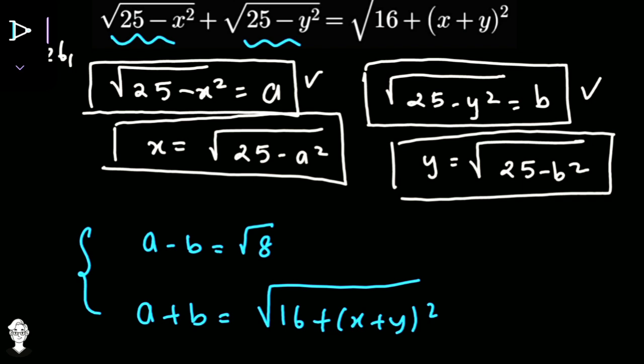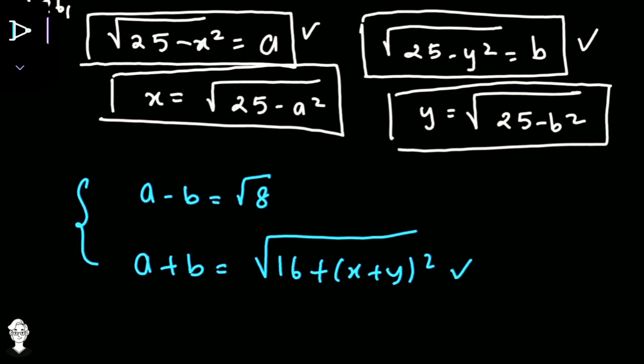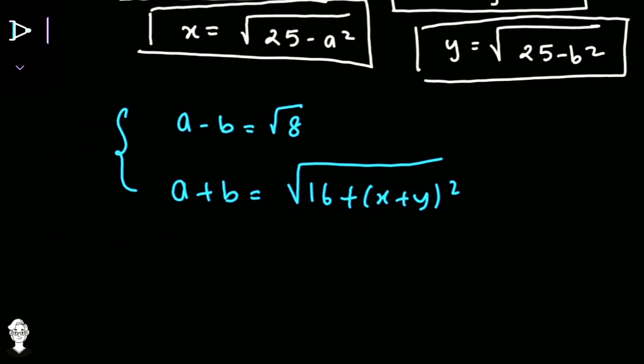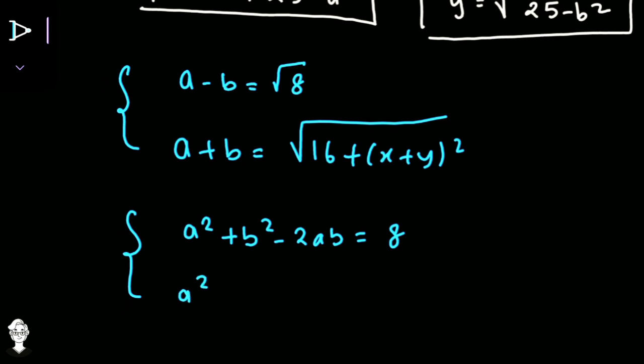Now instead of this (x plus y) the whole square, I will put the values of x and y when we open it. Now what we will do is square both the equations on LHS and RHS. So we will obtain a square plus b square minus 2ab is equal to 8. And for the second one we obtain a square plus b square plus 2ab is equal to 16 plus (x plus y) the whole square.